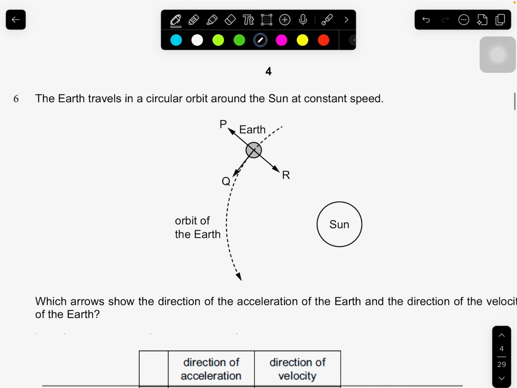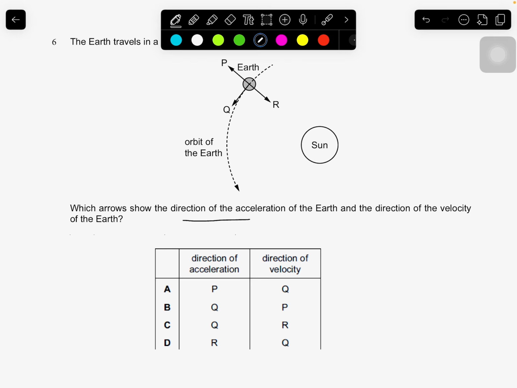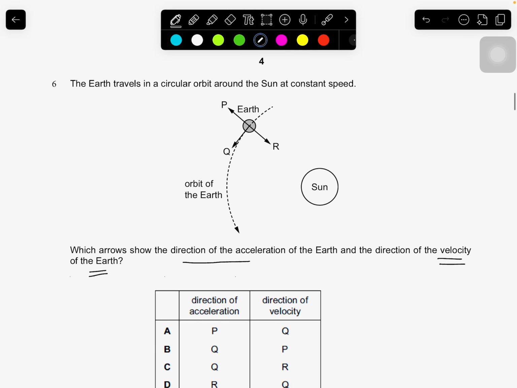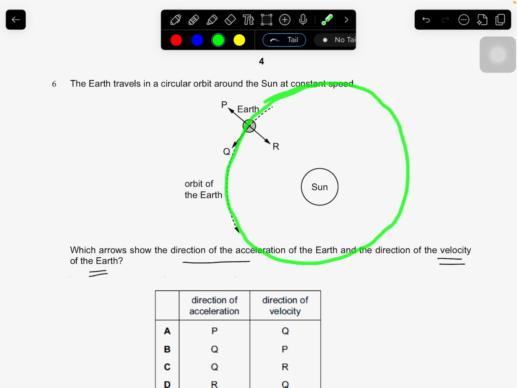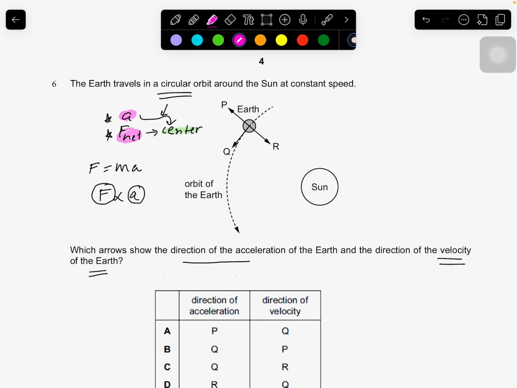Yep, let's see question 6. Earth travels in a circular orbit around the sun at a constant speed. Which arrow shows the direction of the acceleration of the Earth and the direction of the velocity of the Earth? So remember that we learned that when an object is moving in a circle, its net force is towards the center of the circle. And we know that F equals ma. This is just saying that force is proportional to acceleration. So whatever the direction of your net force is, that is the direction of the acceleration. So net force and acceleration are both towards the center of the circle.